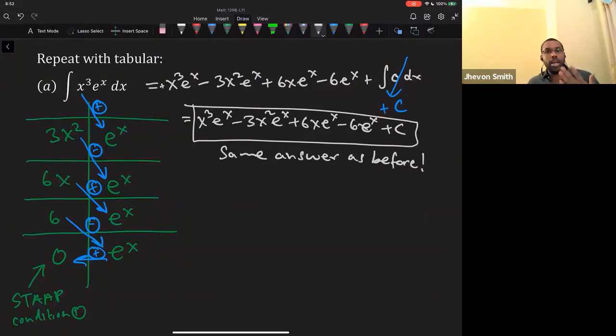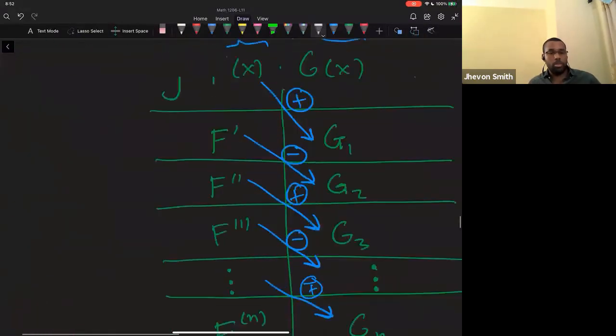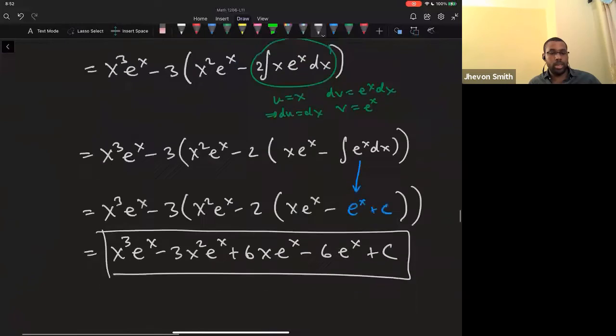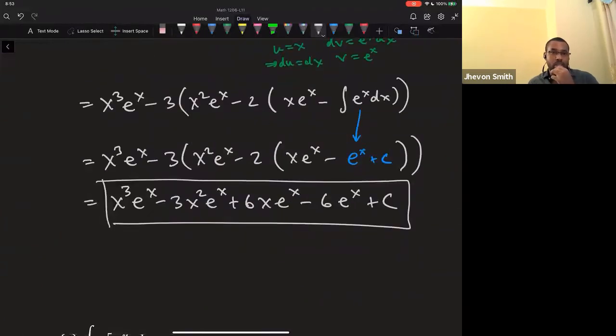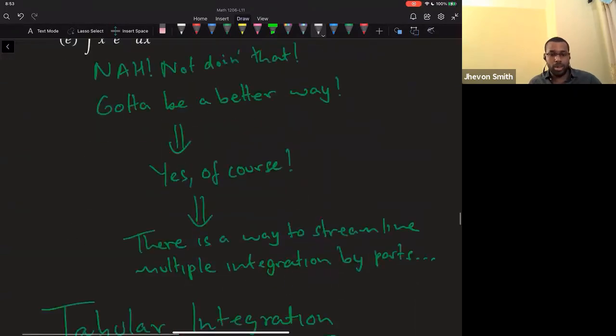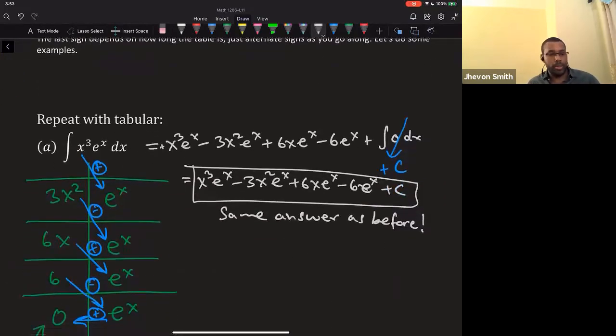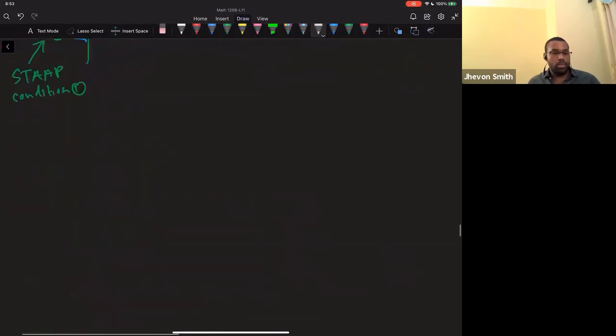Right? If you look back at what we did up here, x cubed e to the x, notice how we got that same guy, x cubed e to the x minus 3x squared plus 6x minus 6, blah, blah, blah. All of that showed up here. What about this one?